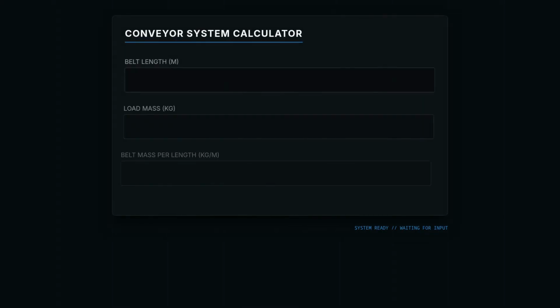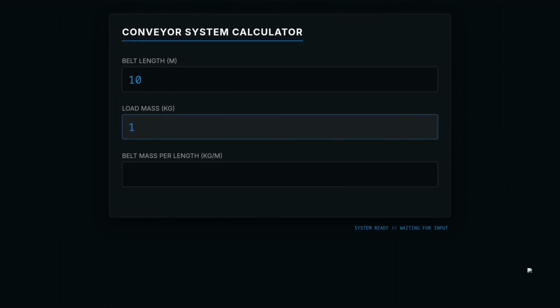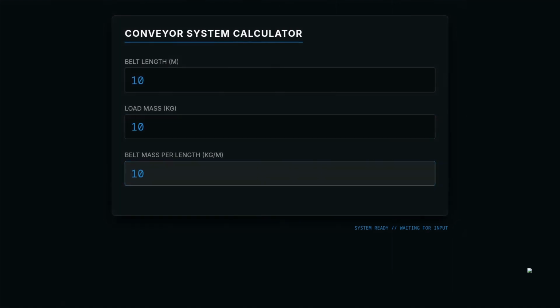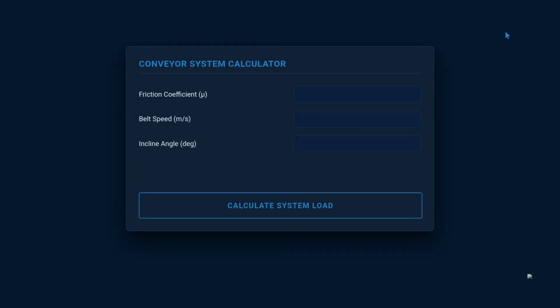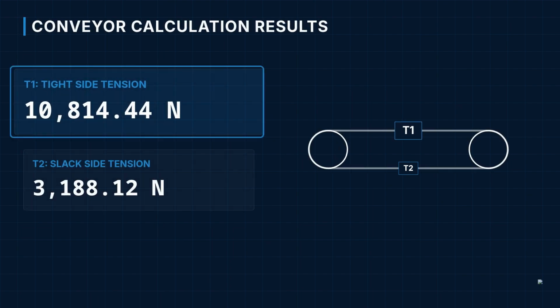For this demonstration, I'm using these values. Belt length equals 10 meters, load mass equals 10 kilograms, belt mass per length equals 10 kilograms per meter, friction coefficient equals 10, belt speed equals 10 meters per second, and incline angle equals 10 degrees. After clicking Calculate Belt Tension, we get 4 results.